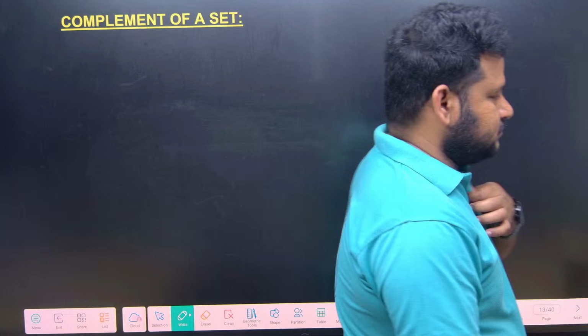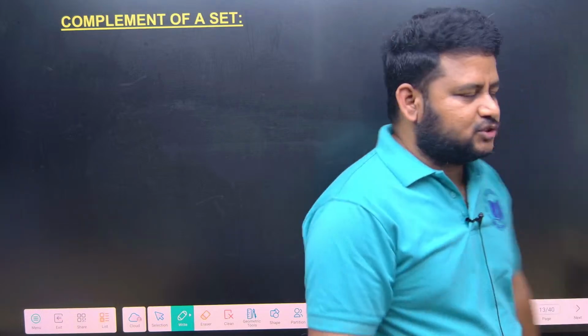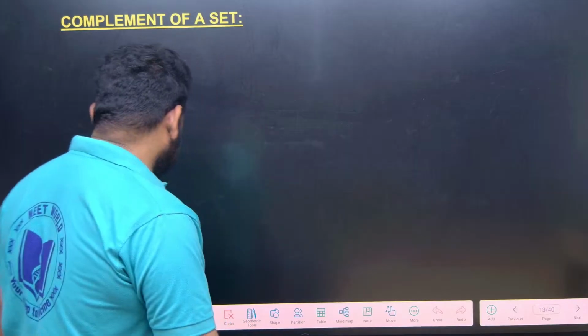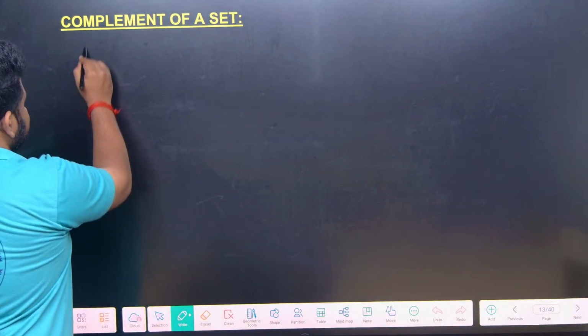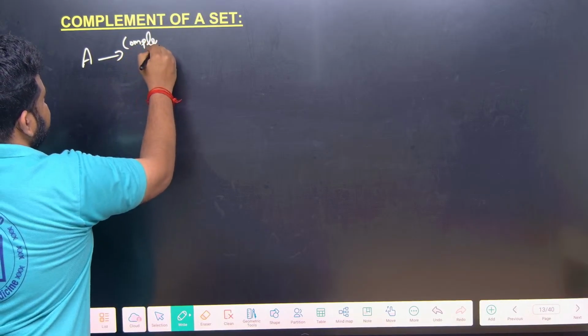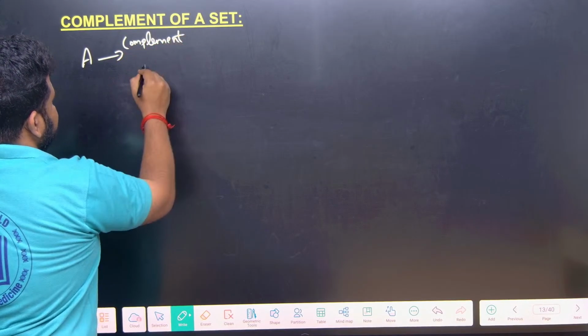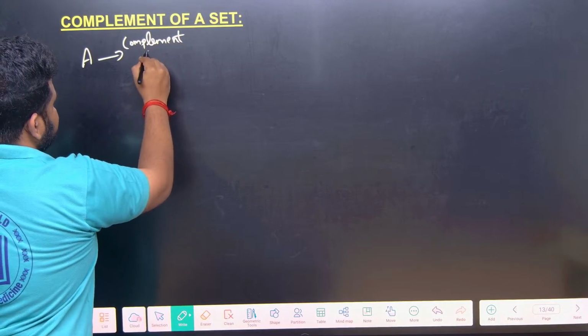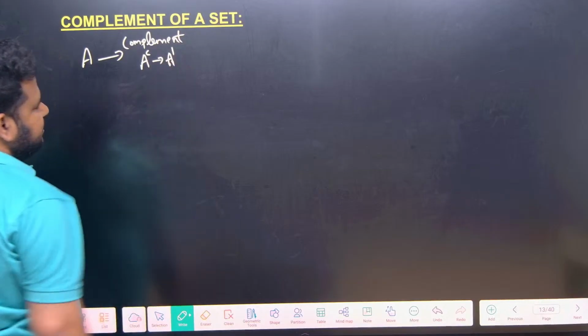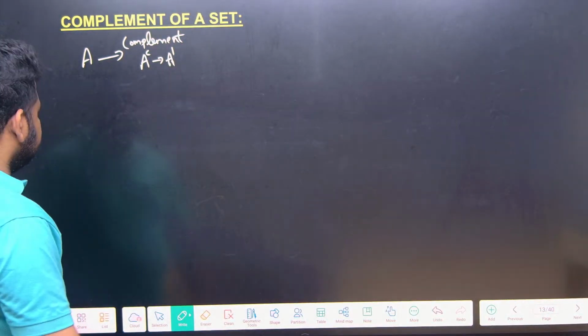Complement of a set. So what do you mean by complement of a set? Observe very carefully. Suppose A is a set. We represent its complement as A to the power of C, or we can also represent it as A dash. Let us take an example.